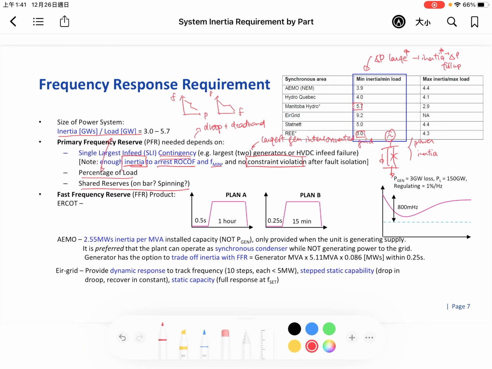Just to tell you several products in other utilities. The first one is COT, which is a utility in the US. They provide two plans, Plan A and Plan B, just like you buy McDonald's. The start time is 0.5 seconds or 0.25 seconds. You need to endure the power frequency drop for 1 hour or 15 minutes. It depends on what you buy.